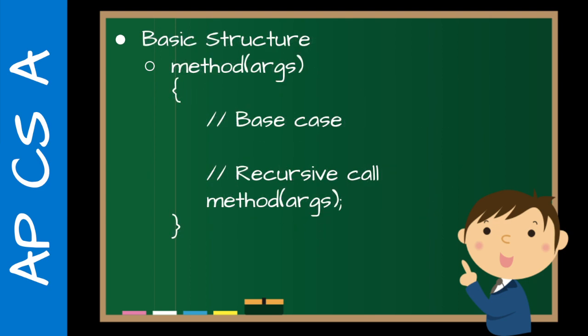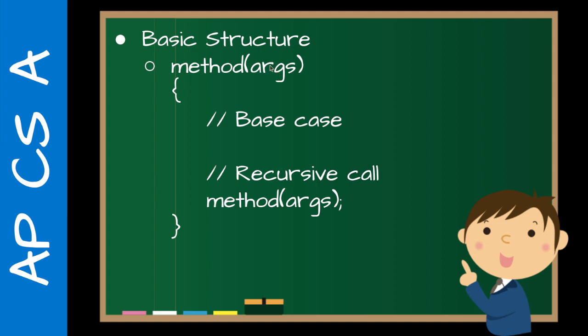So the basic structure is you have a method of some sort. In this case, it's going to be a static method. And you're passing some argument into it. It could be a counter or it could be some value. And then you have what's called a base case, which I'll explain in a minute or two. And then there's always a recursive call. So this is where you see this method is calling itself.